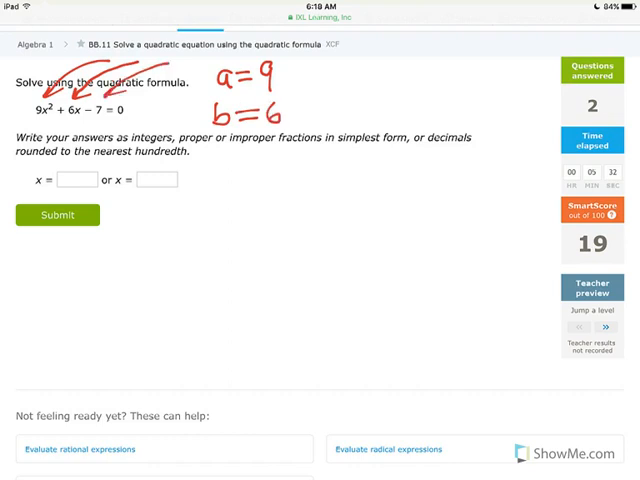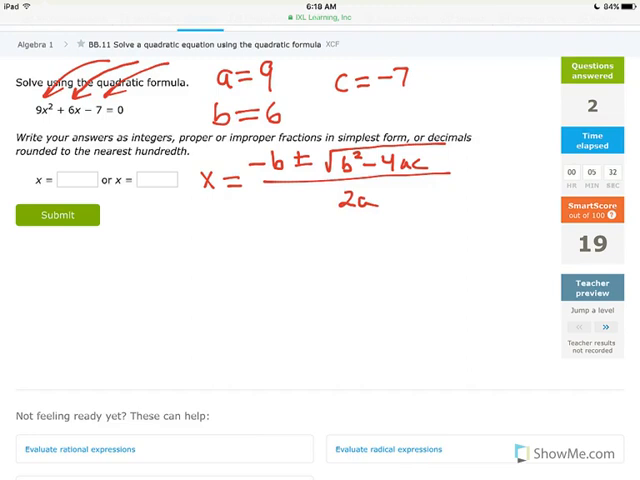And the C value will be -7. And then you want to use your formula. So set up the formula. So x equals, let's do this a little higher so we have some room. So x equals opposite the b value, plus or minus the square root of b squared minus 4ac, all divided by 2 times the a value.